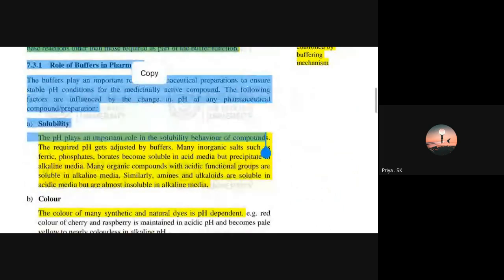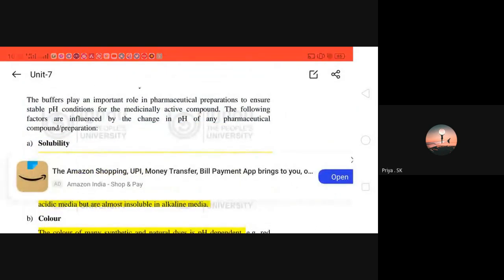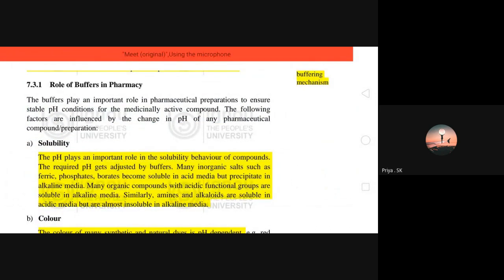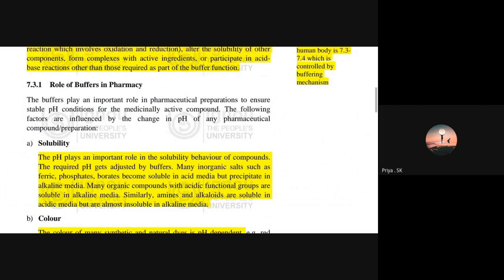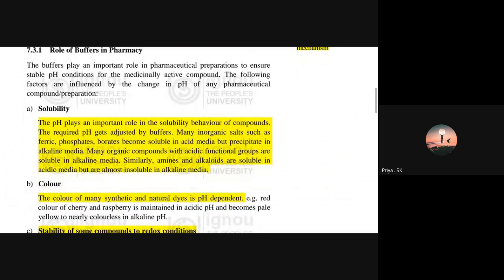So, roles of buffers in pharmacy. The following factors are influenced by the change in pH of any pharmaceutical compound or preparation. First one is solubility. The pH plays an important role in the solubility behavior of compounds. The required pH gets adjusted by buffers.